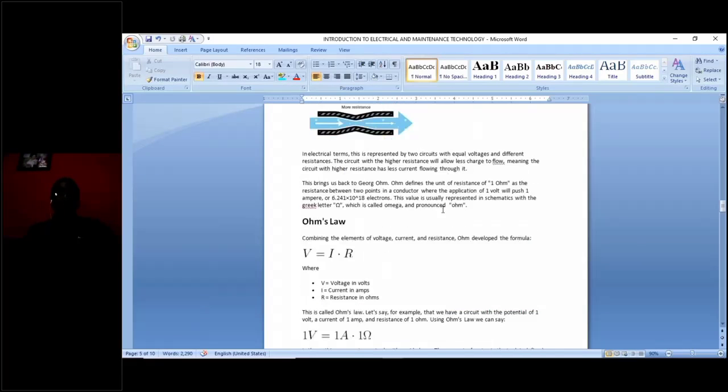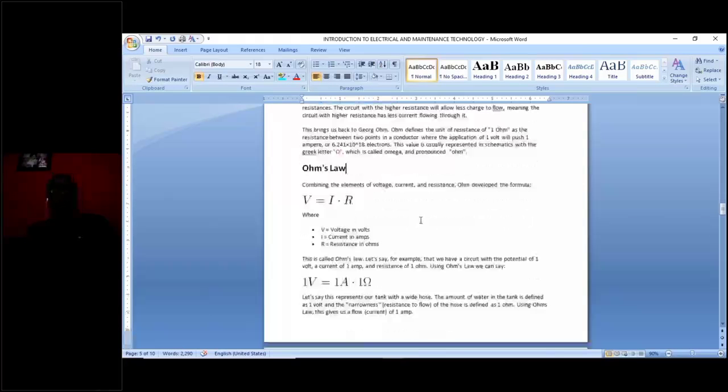This value is usually represented in schematics with the Greek letter omega. This is the symbol for resistance, represented as ohm. This is the symbol omega, or ohm. So we call them omega. So what is Ohm's law? Let's see what Ohm's law is.